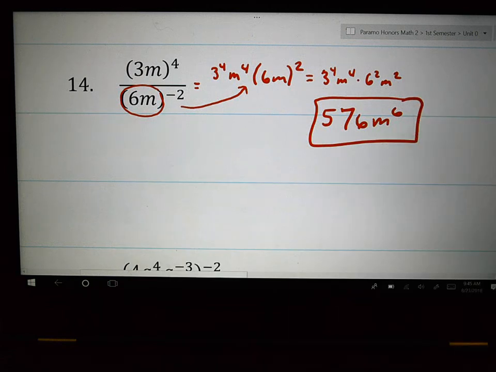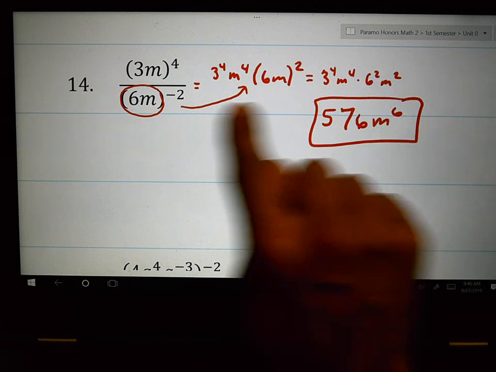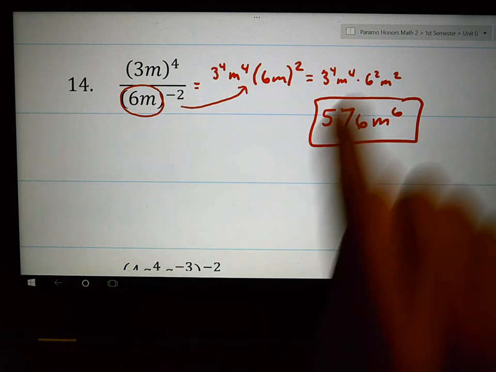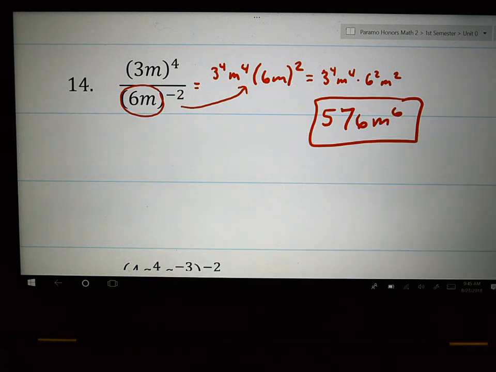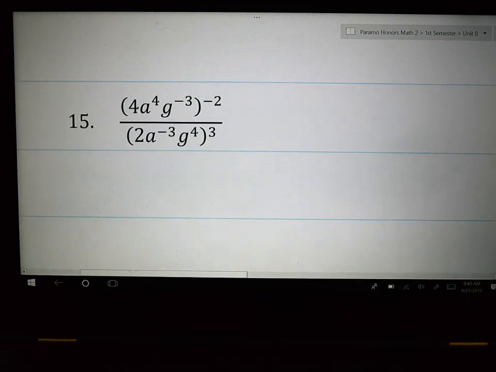Colby. 3 to the power of 4 times 6 cubed, I got 2,960. Try 6 squared, because I think that's 6 squared. Oh, I meant the 6 squared, sorry. Try that one. See if you get 576. Yeah. Okay. Last one. 15.